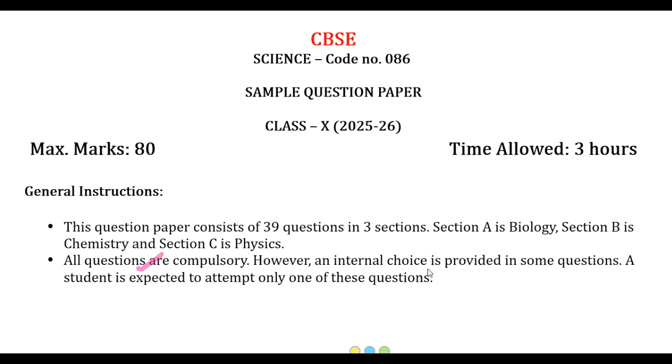However, an internal choice is provided in some questions, meaning some questions have an "or" option. A student is expected to attempt only one of these questions. So wherever you have an internal choice, from those two questions you can attempt any one. All the 39 questions you have to attempt compulsorily, but wherever there is an internal choice, you can attempt any one of the two. This is the CBSE question paper general instruction.